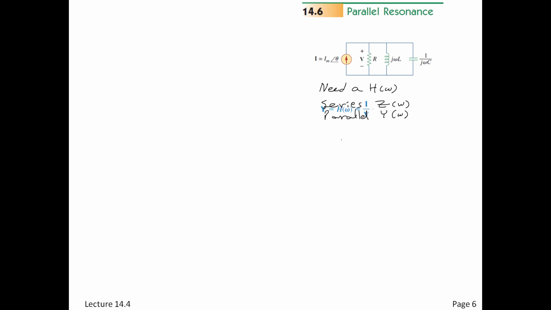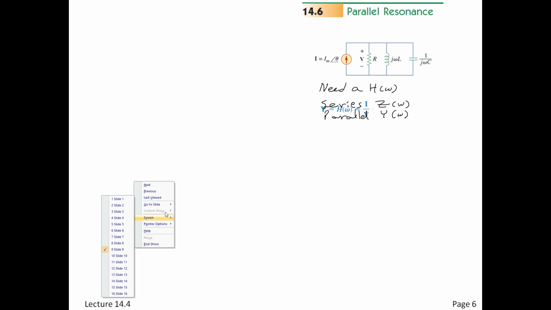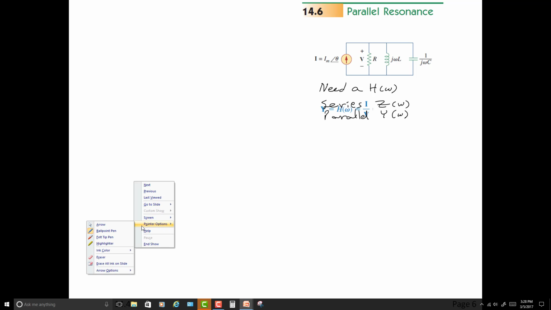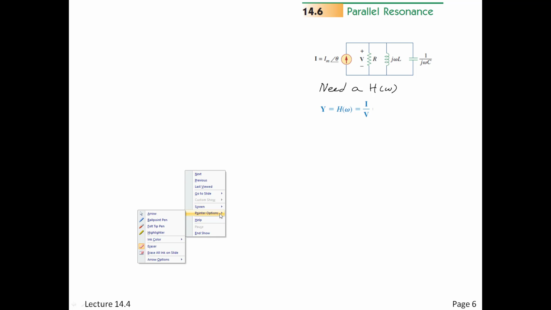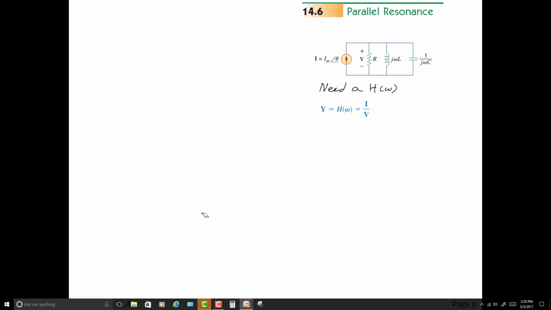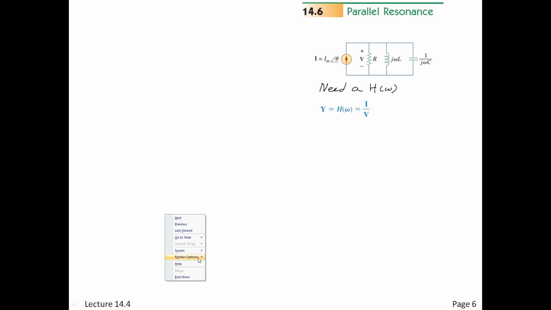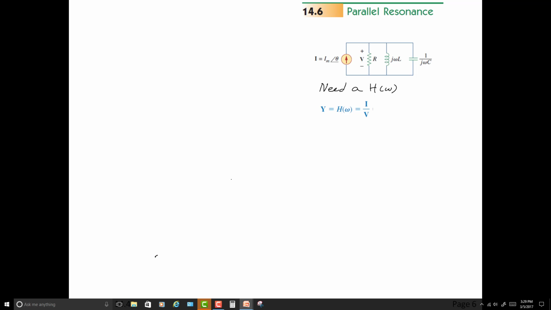I have. Let me see if I can maybe erase some of these things. Use my pointer option and get the eraser going here. Oh, so nice. All this electronic stuff, so nice. All right, so now we have that as our chosen transfer function. And all we need to do is find it.